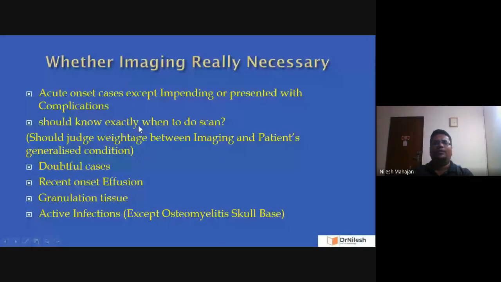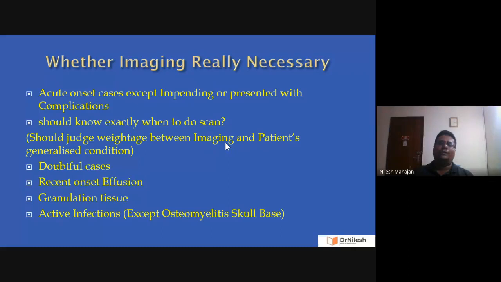You should judge the weightage between the imaging and the patient's generalized condition. Suppose the patient is bedridden and is complaining of some vertigo problem, old age, and it is a very chronic problem, then though you are suspecting some CP angle lesion, it's not a good thing to send that patient for MRI or CT scan of the temporal bone, because the patient is not able to walk also. How will they go to the radiology center, wait there, get the scan done, then again come back to you to show the scans? So you should judge the weightage between imaging and the patient's generalized condition. Once the patient's generalized condition stabilizes, at that time you can get the scan done.